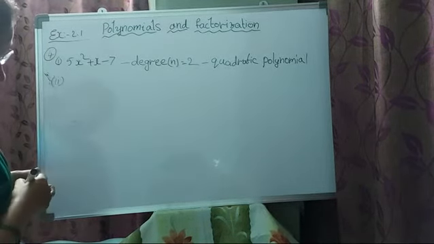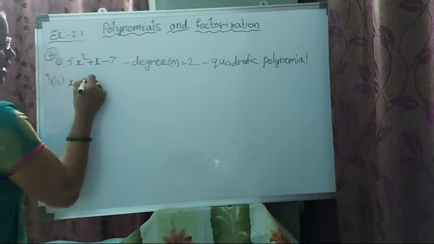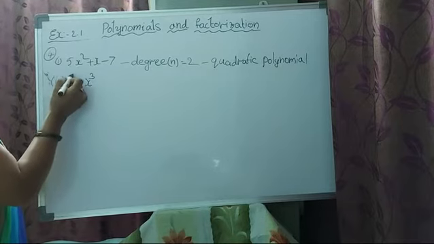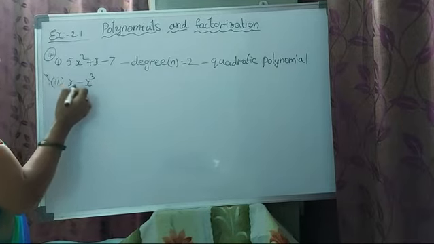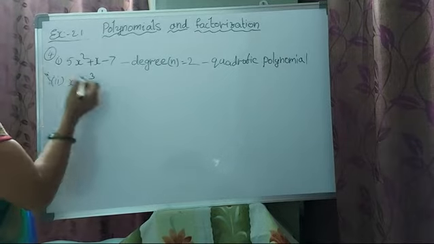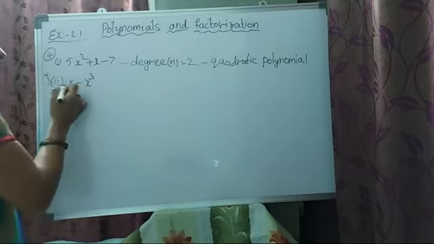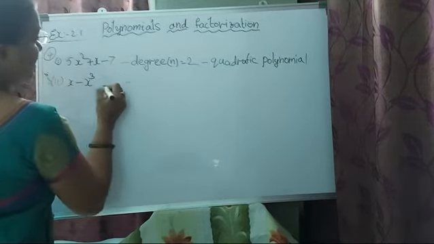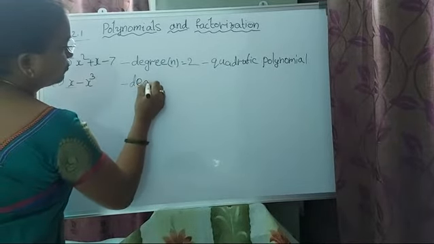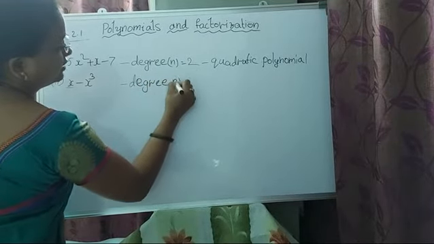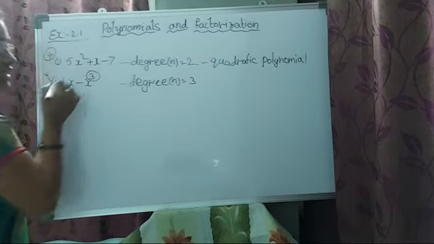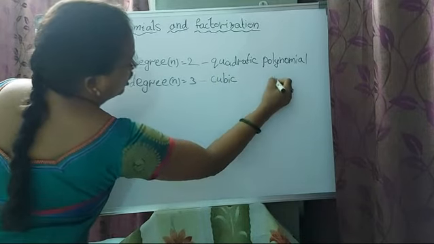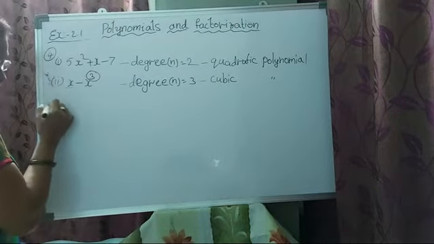The second one is x − x³. If you observe the first term, the power is 1. You have to observe all the powers and find the highest power. Here the power is 3, so this is the highest power. So the degree is n = 3. If the degree is 3, what do you call it? Cubic polynomial.